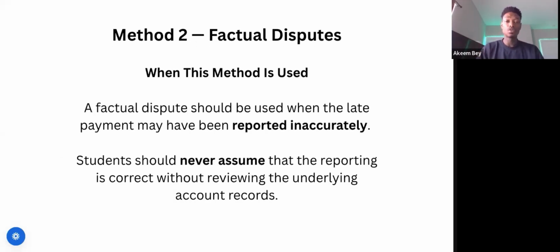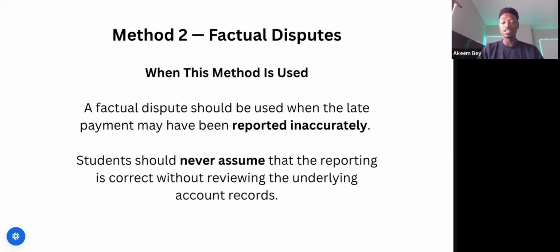So method number 2 is factual disputes. When this method is used, the factual dispute should be used when the late payment may have been reported inaccurately. And this is why you want to audit your credit report. You want to look at the payment history and make sure that all the credit bureaus reported the same late payment for that particular month. If they didn't, then you have something to run with. But you should never assume that the reporting is correct without reviewing and understanding your account records.